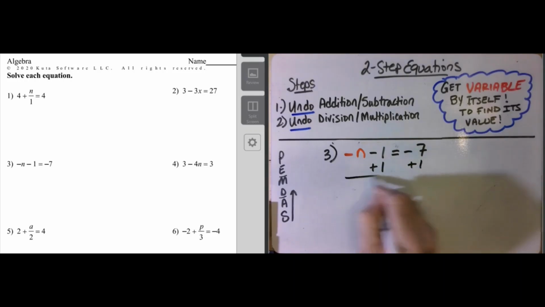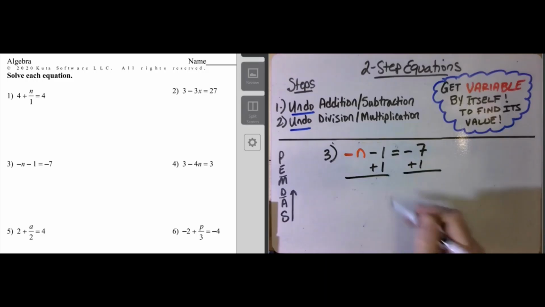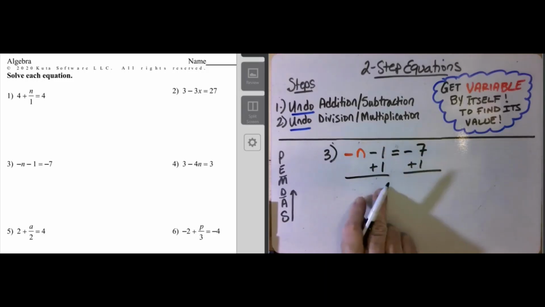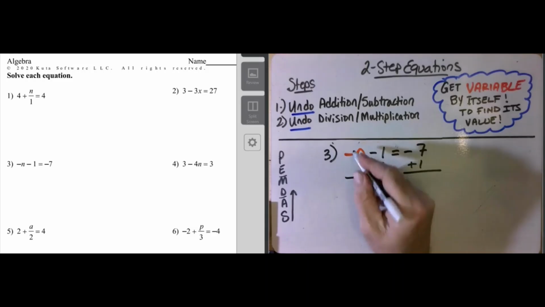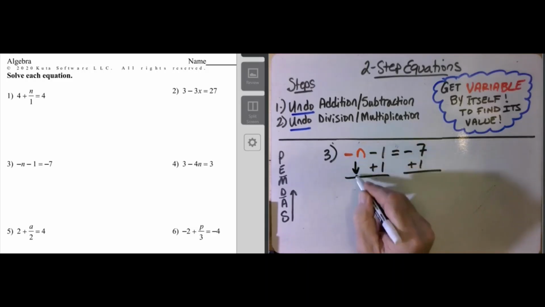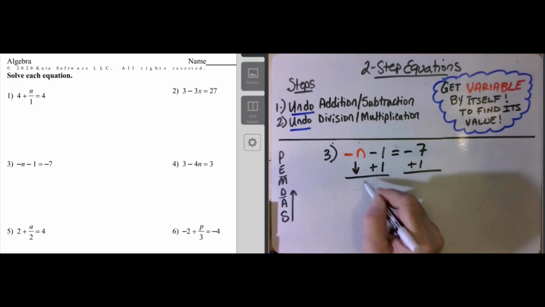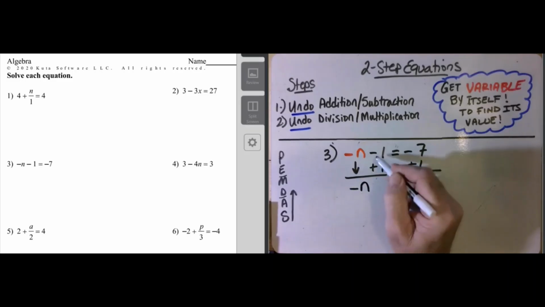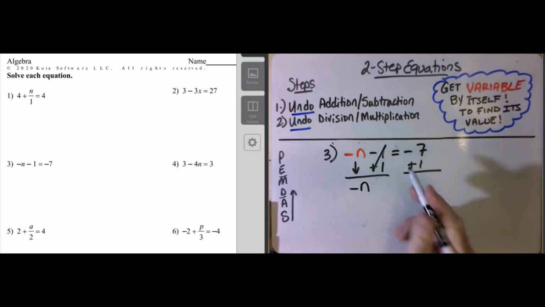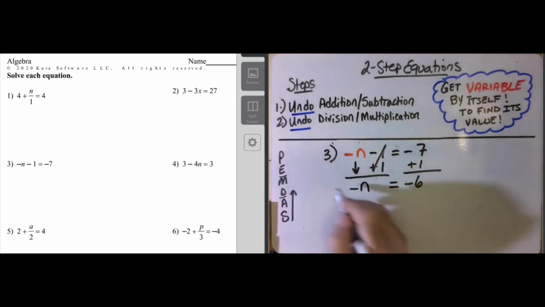Whatever you do on one side, you have to do the other. Now it becomes a vertical problem, two separate ones. There's nothing to add or subtract. There are no like terms to add or subtract to a negative 1n. So we bring that down. Negative 1 plus 1 is 0, so that took care of that. It removed it from that side, but that's what we wanted. And then negative 7 plus 1 is a negative 6. So we took care of step number 1. We did the addition or subtraction.